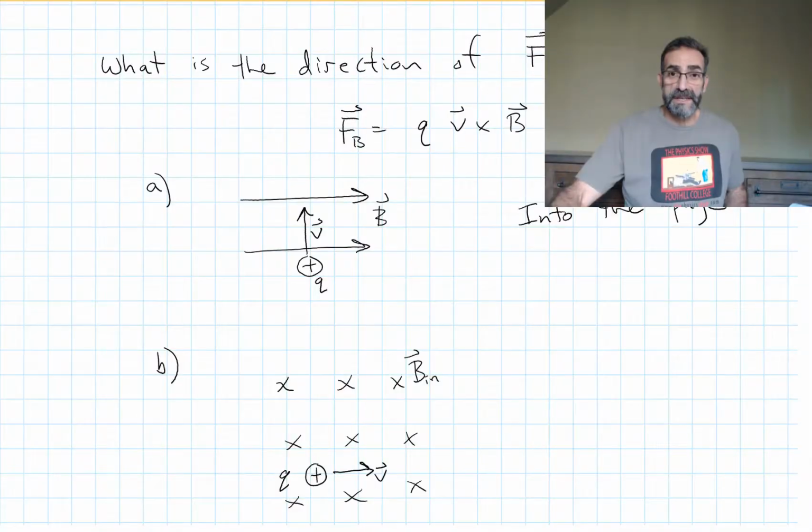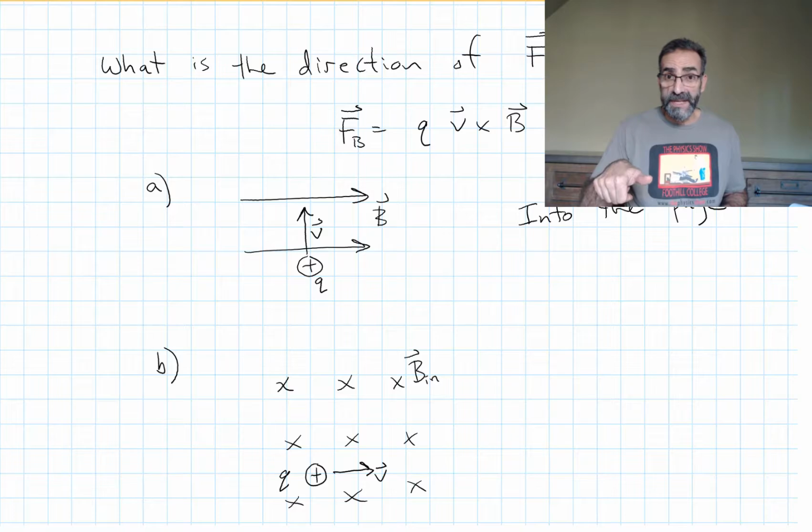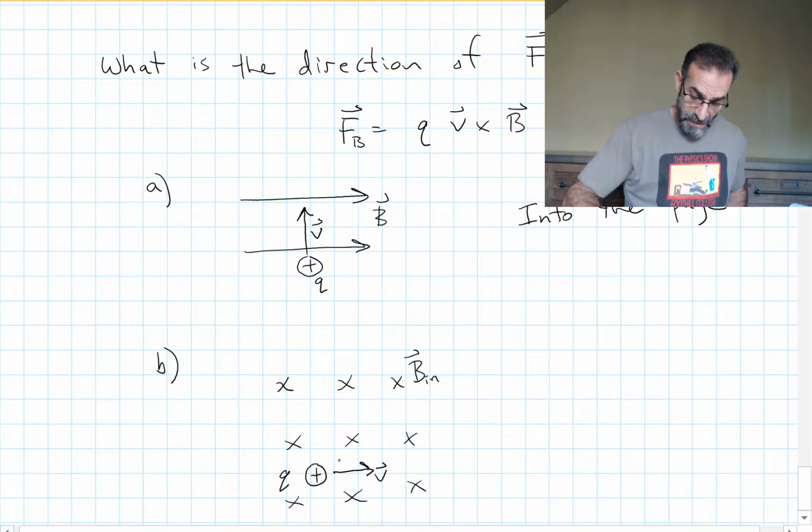In this situation, the magnetic field is pointing into the page. The magnetic field is perpendicular to the plane of the page, and our particle is moving in the plane of the page to the right. What direction is the magnetic force on this particle? Well, V is to the right. I put my fingers in that direction. B is into the page, and when I roll my fingers into the page, my thumb has to point toward the top of the page. So my force would be this way.